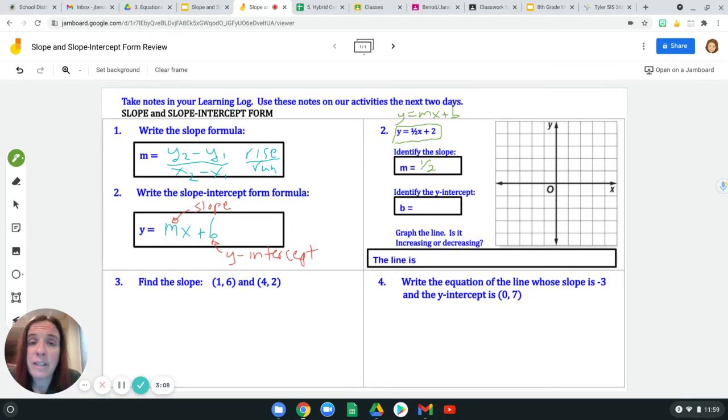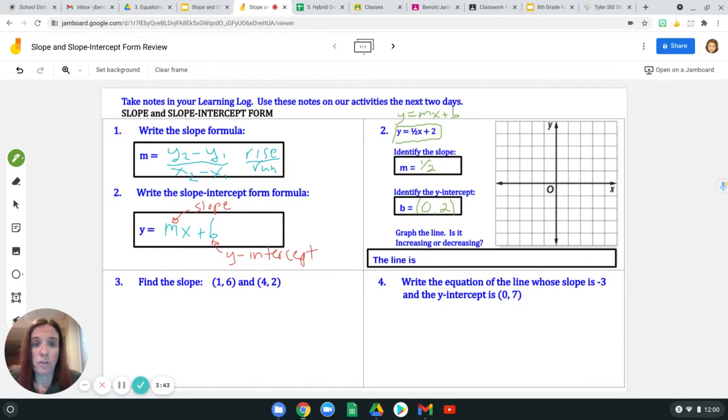Identify the y-intercept. Remember, y-intercept is b. So look for the b. The b is what's being added or subtracted to the variable term of x. Our b is a positive 2. We know that because it says plus 2. And remember, we write b as an ordered pair. 0 comes first when it's the y-intercept, and then positive 2 goes where y does. Write your b as an ordered pair.